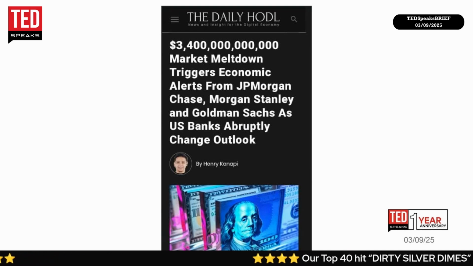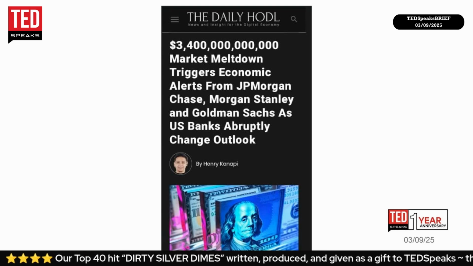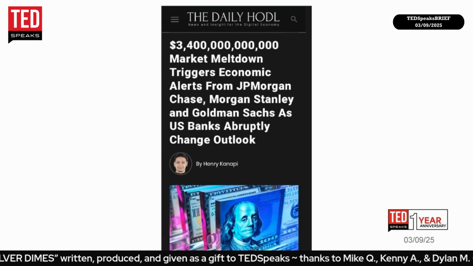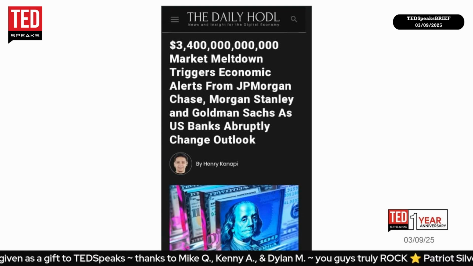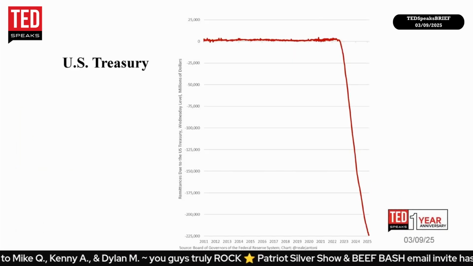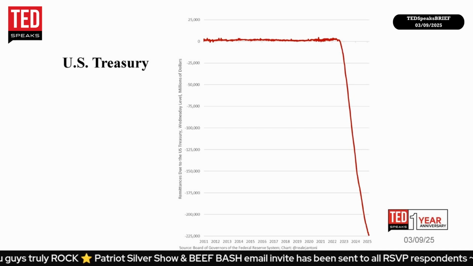3.4 billion. Wow. $3.4 trillion market meltdown triggers economic alerts from JP Morgan Chase, Morgan Stanley, and Goldman Sachs as U.S. banks abruptly change outlook. Folks, the dollar is not where you want to be right now. Take a look at this next slide. These are remittances that typically are made to the Treasury, and there's nothing to remit, which means there's no money being made. The whole thing's being shut down.